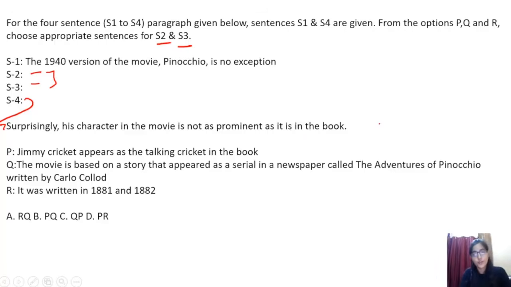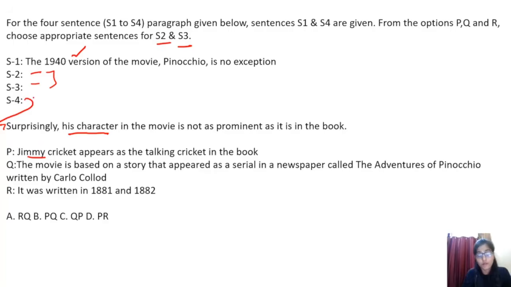Well, how to approach these questions? The first question that comes to your mind: you read this line, then the last one, that S4 which is given to you. Now, here they are talking about some character. Which character? You must be wondering about that, right? If you go through the options, they have talked about a character, Jimmy Cricket, who appears as the talking cricket in the book.